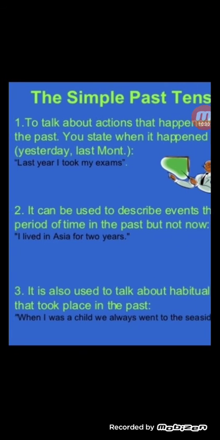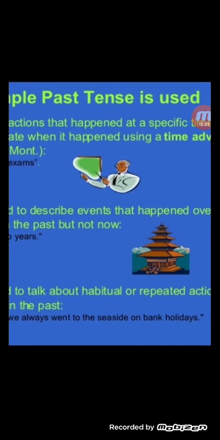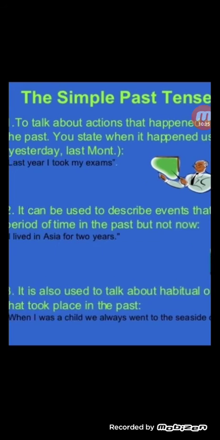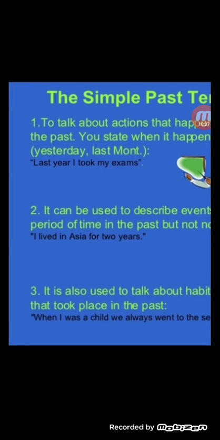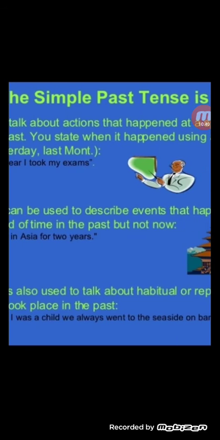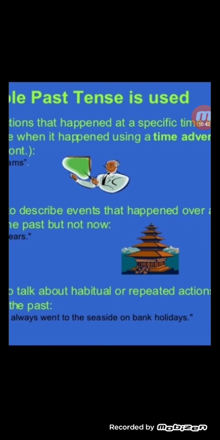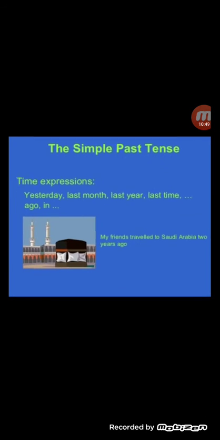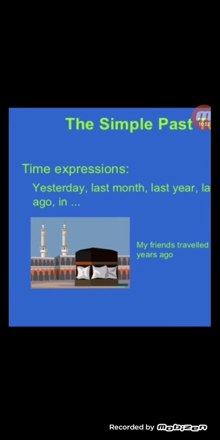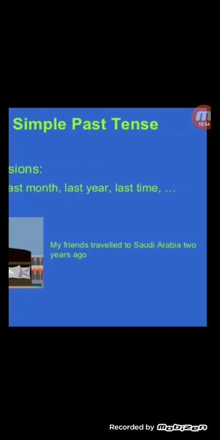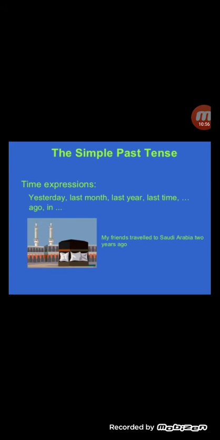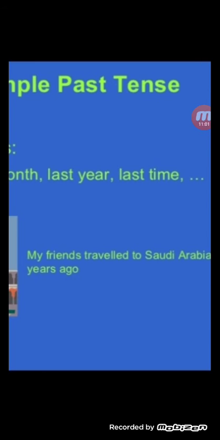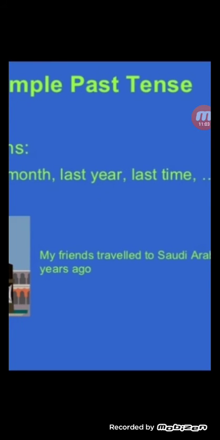Okay, number 3, it is also used to talk about habitual and repeated actions that took place in the past. When I was a child, we always went to the seaside on bank holidays. These are some of the uses we have in this tense. Time expressions are the following: yesterday, last month, last year, last time, ago, and so on. My friends traveled to Saudi Arabia 2 years ago.